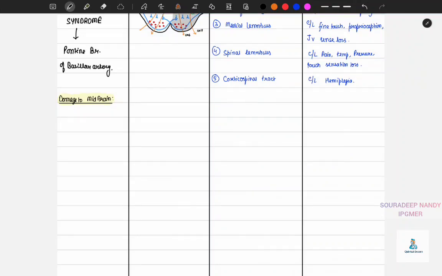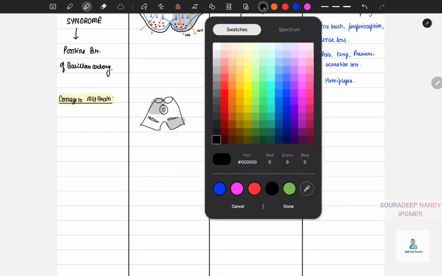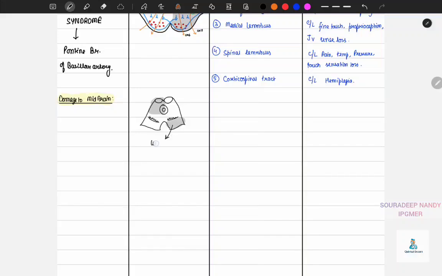So it has two syndromes. The damage to the midbrain can occur at two regions. Here is the substantia nigra. Either there is a lesion of the crus cerebri, or there is a lesion at the tectum of the midbrain. Based on this, the lesion of the crus cerebri is called Weber syndrome, and the lesion of the tectum is called Benedict syndrome.